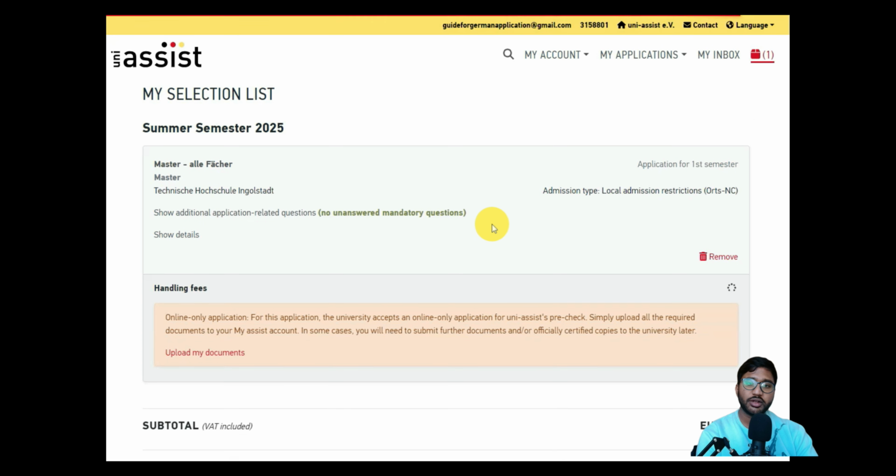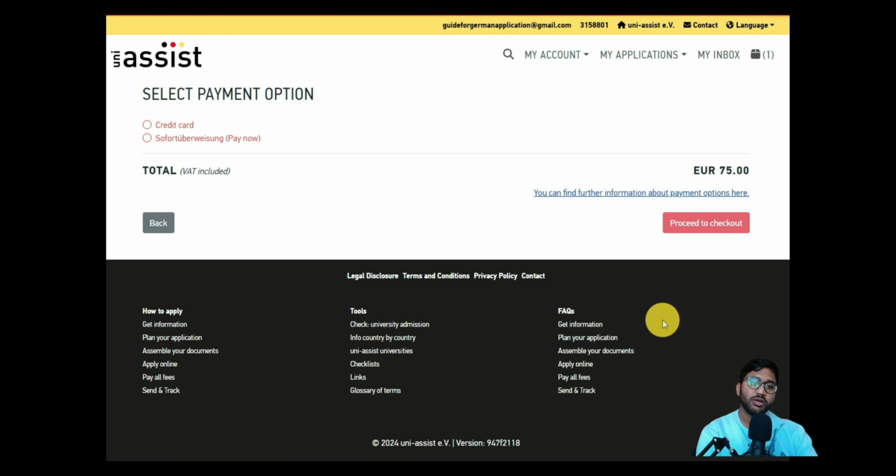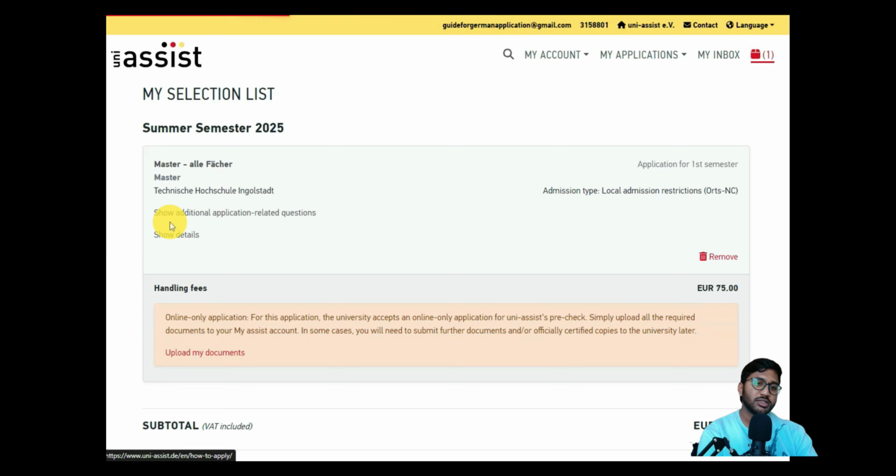After that, once we have filled in all details and uploaded all necessary documents, you can click on the payment option. Then you have to pay with a credit card, proceed to checkout, pay, and finish the application. But as of now, I will never submit any application, so that's why I'm not doing the payment option. And yeah, this was it for our VPD application for TH Ingolstadt.